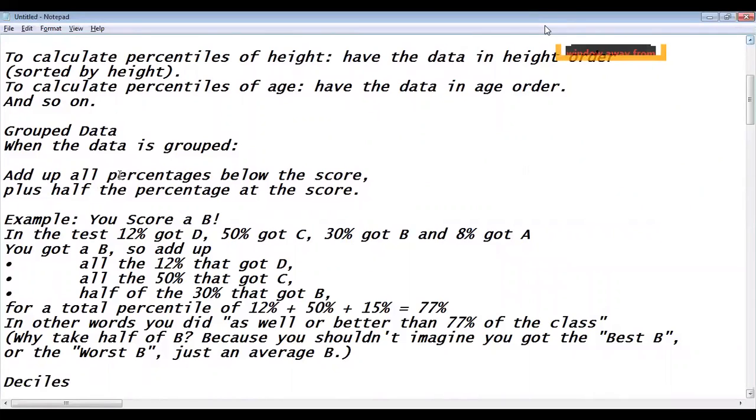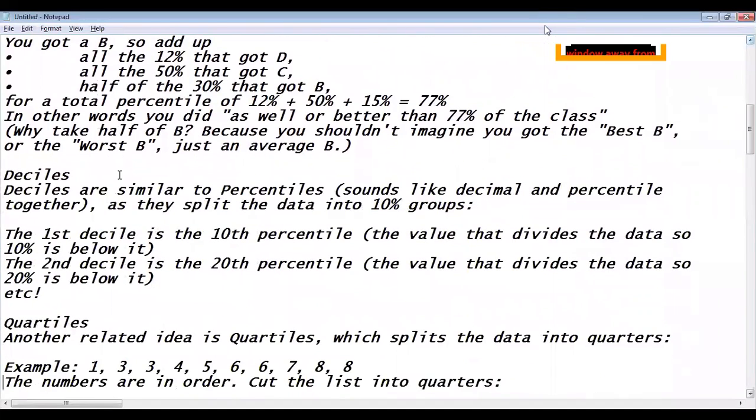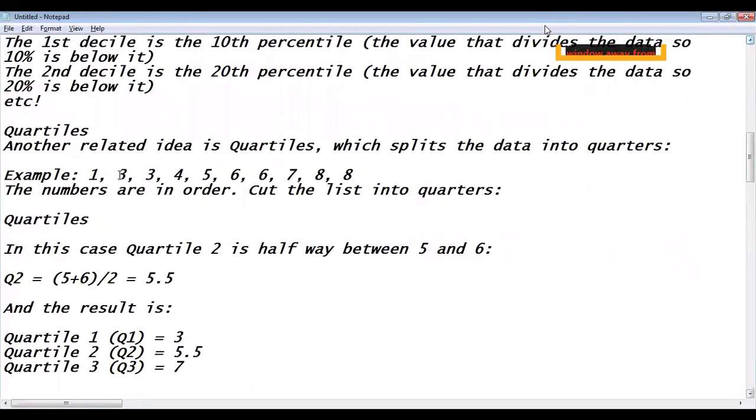Then we saw what deciles and quartiles are. As you know, deciles split the data into 10% groups, whereas quartiles split the data into quarters. You also understood that the 25th percentile is the first quarter, the 50th percentile is the second quarter, and the 75th percentile is the third quarter. How to find the quartiles also, you can check it out.